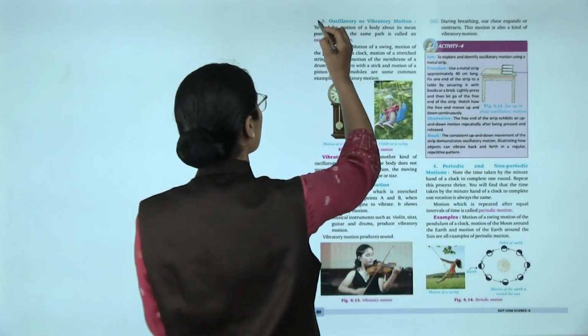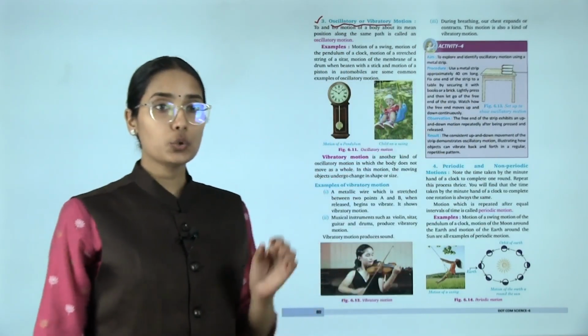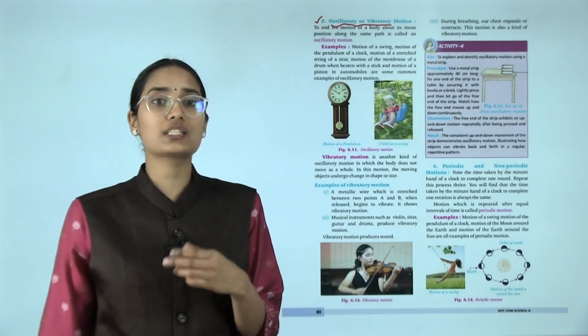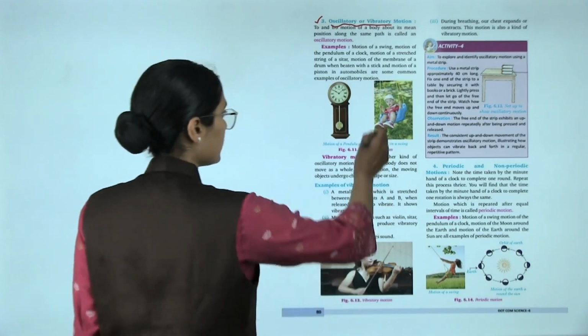Next, another type of motion is the oscillatory or vibratory motion. So to and fro motion of a body about its mean position along the same path is called an oscillatory motion.